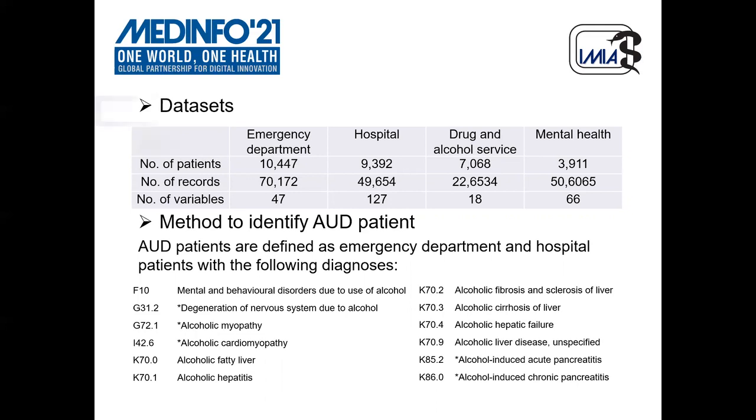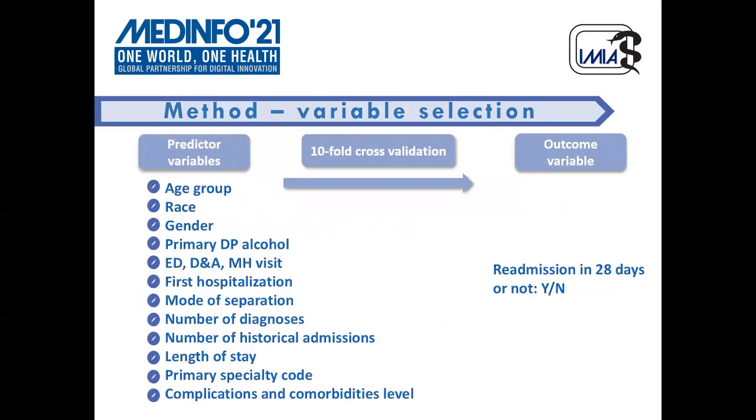And then let's see the variable selection. We chose 12 predictor variables for examination through literature review and the correlation test, including characteristics variables such as age group and gender, and hospitalization variables such as the mode of separation and the length of stay. And next, we define the readmission in 28 days as the outcome variable. It has two values, yes or no.